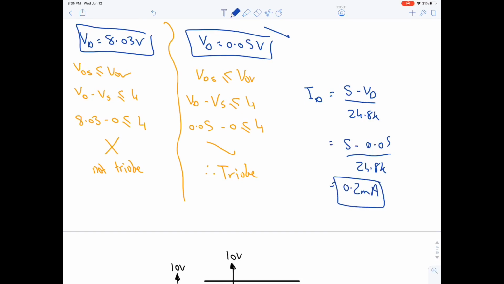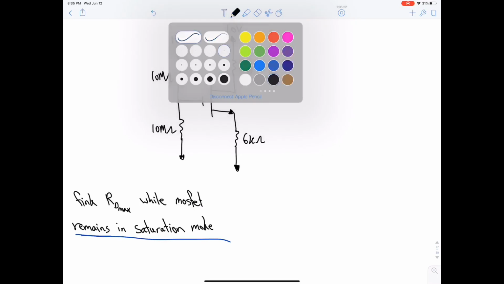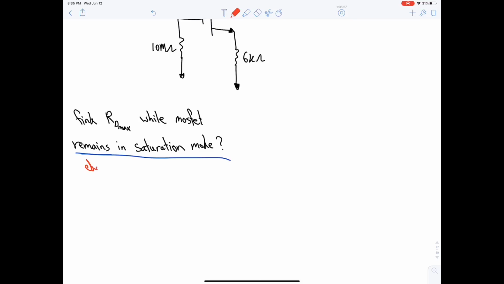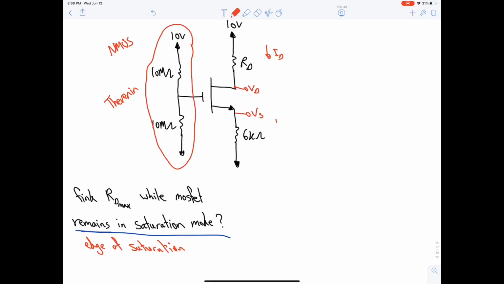Okay. Next question. We need to find RD maximum while MOSFET remains in saturation mode. This means we are at the edge of saturation. Okay, so we need to find RD. First, this is NMOS. Here we have to do Thevenin, correct? Only V Thevenin, VS, VD, ID.